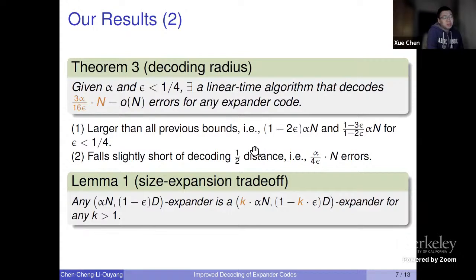Let me mention one key ingredient in this work, which is the size and expansion trade-off. Given any expander, say the original parameter is (alpha n, (1 - epsilon) d), it's actually an expander for larger subsets, but with worse expansion parameters. Namely, you can pick any k greater than 1 and look at subsets of size k times alpha n. The expansion will become (1 - k epsilon) d. So you can pick any k to get a worse expansion for larger subsets. That's the key ingredient in this work.